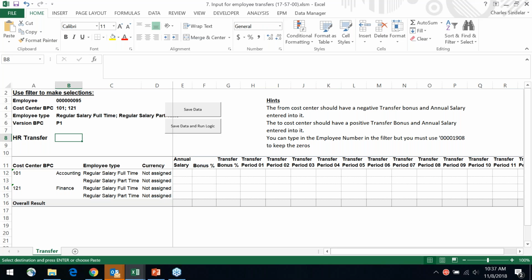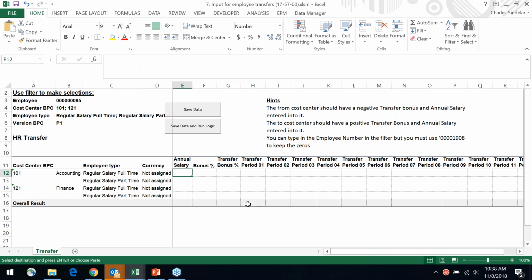So we have some templates for that, and one of them is the cost center transfer template. This one allows the user, the planner, to transfer from one cost center to another. Basically, it's kind of an offset, really, right? So here we have someone transferring from accounting to finance. It's one individual, with their employee number, and we're going to transfer them.